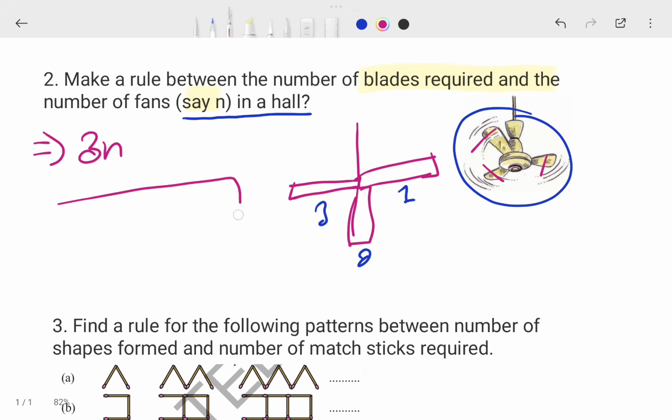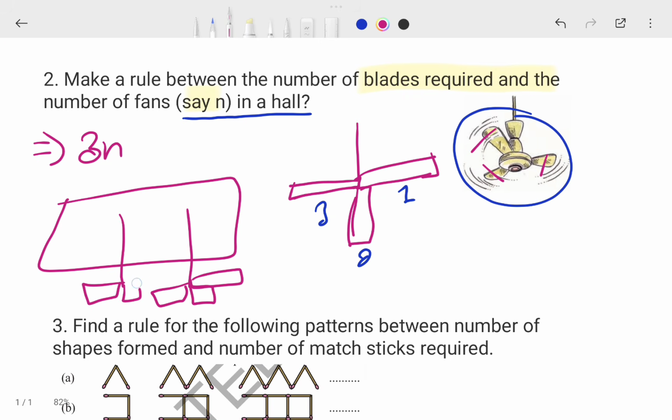Why is it n? Because this is a hall, and in this hall there is only one fan that we know of. If there is another fan here as well, it will also have only 3 blades. Let's suppose here also one fan, each fan will have 3 blades. So how many fans there will be in the hall we don't know. We know only one fan that has 3 blades, but whether it is 2 fans, 3 fans, any number of fans, its blades will be how many? 3 only. So that's why.